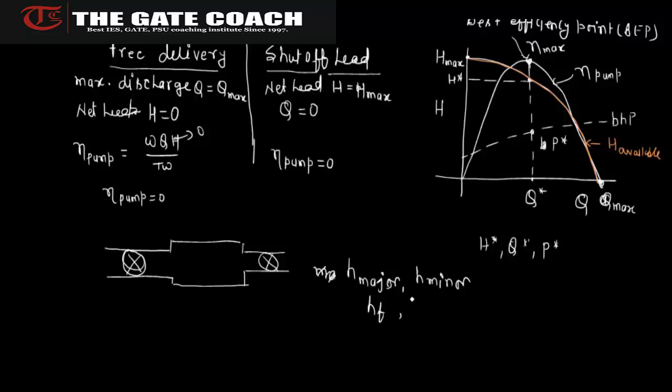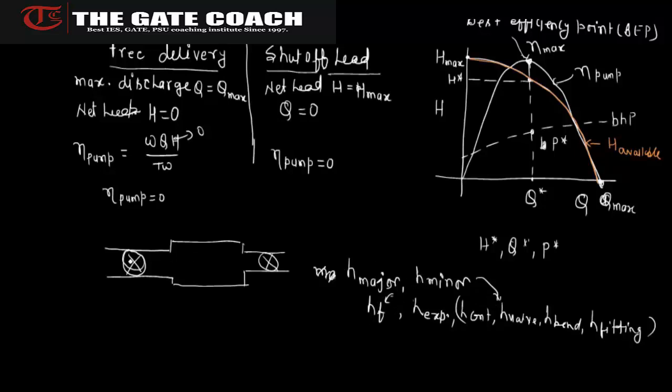Minor head losses are involved when we have a sudden expansion of the piping system, or sudden contraction of the piping system, or some valves, or some bend in the pipe, or some fittings. So all these combined are termed as minor head losses, and this frictional head loss is defined as major head loss.